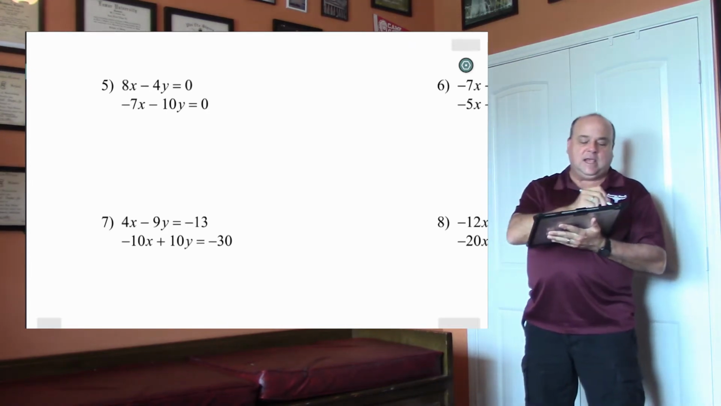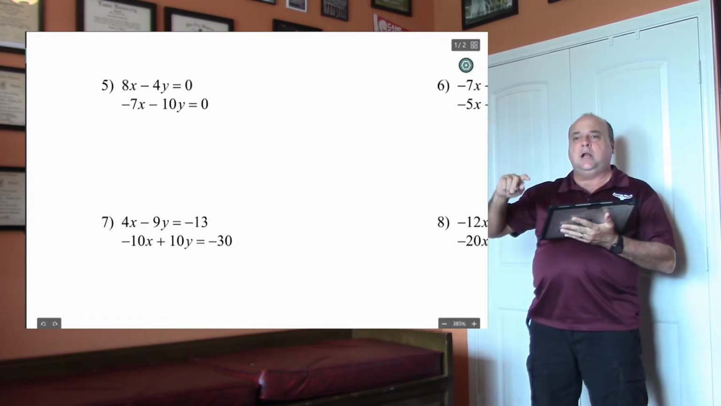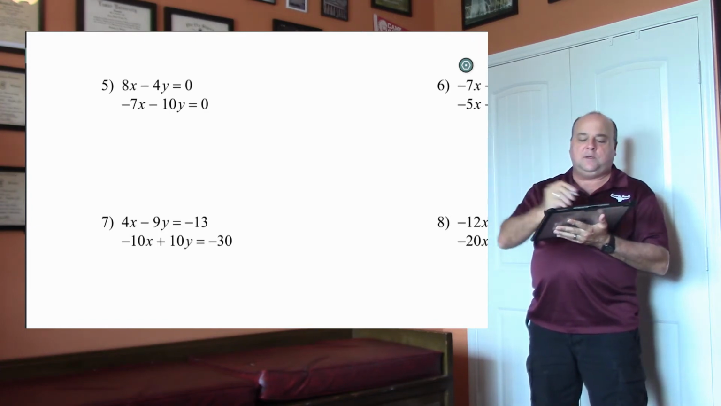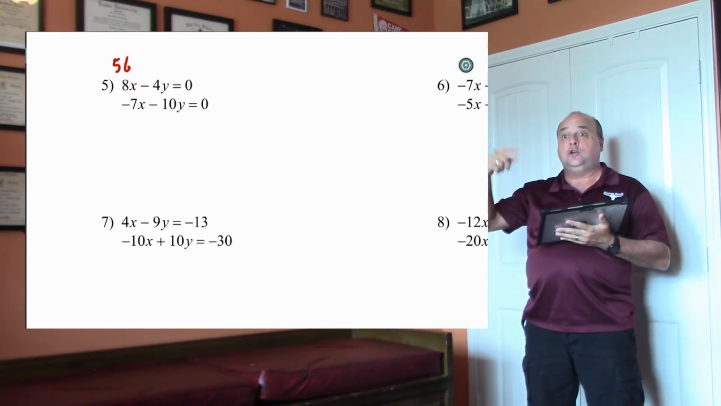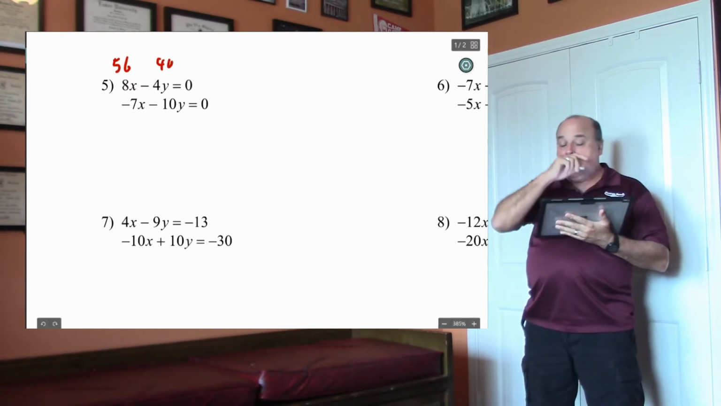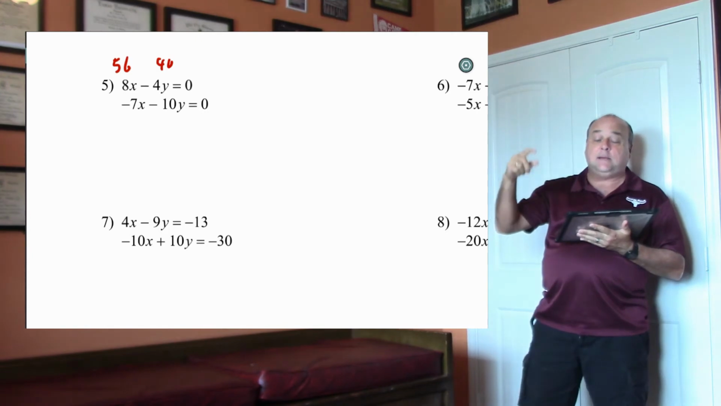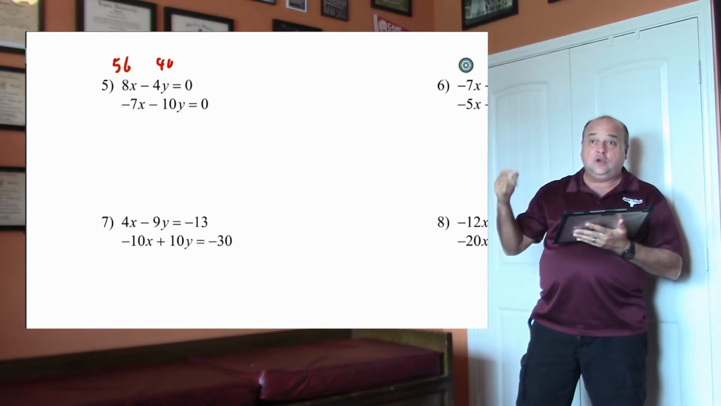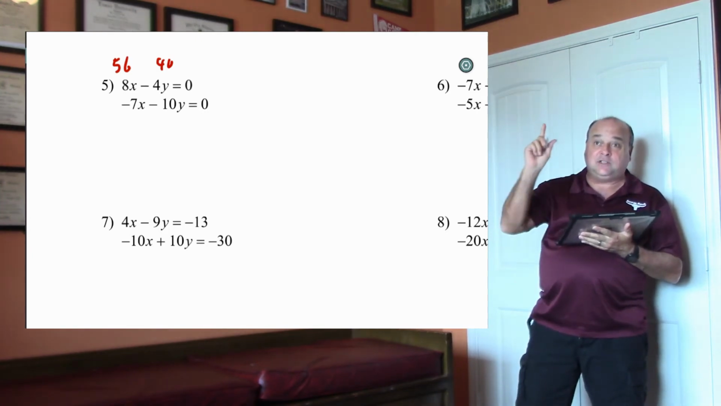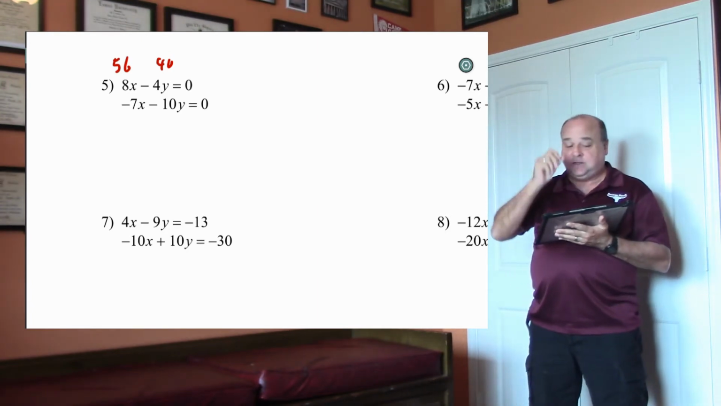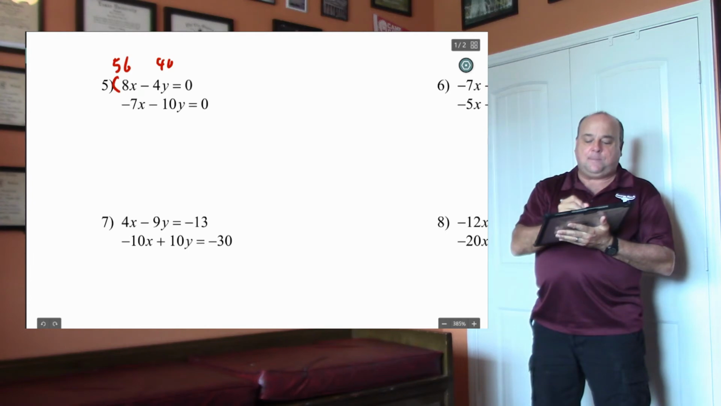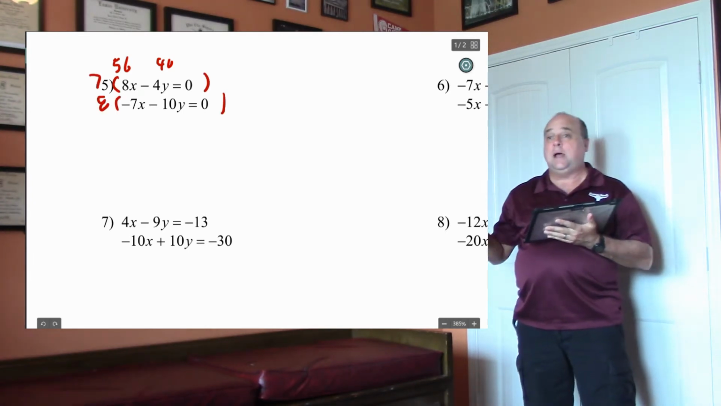So let's look at the x's. On the x's, the smallest number 8 and 7 would go into would be 56. The smallest number 10 and 4 would go into would be 40, wouldn't it? Now if I eliminate the y's, I'm going to have to multiply by a negative. You kind of don't want to multiply by a negative because if you miss one sign, it's all wrong. So I'm going to eliminate my x's. So I'm going to multiply the top x by 7 and the bottom x by 8, and I don't have to multiply by a negative.